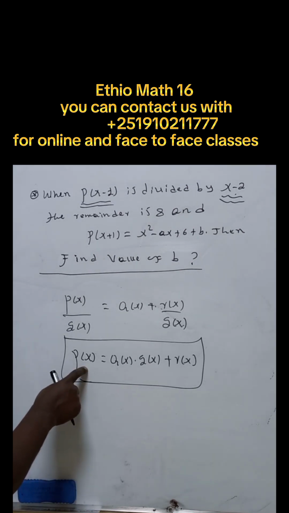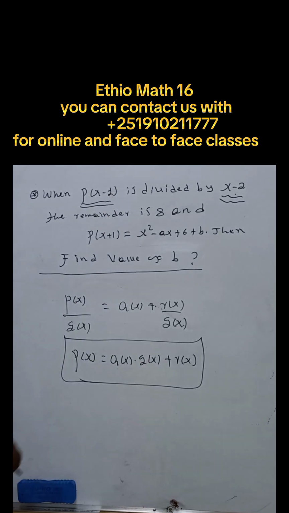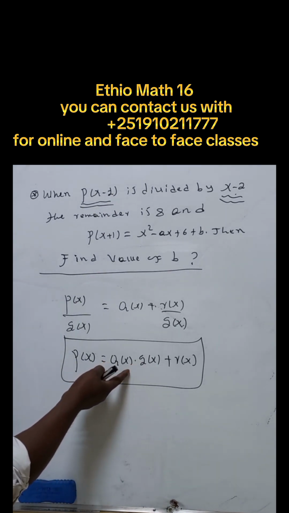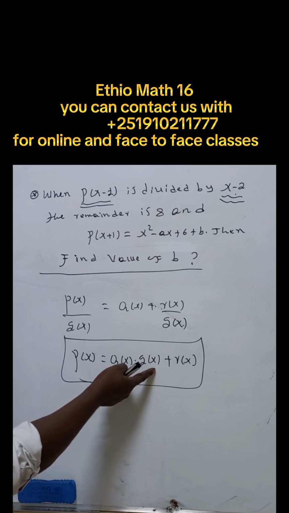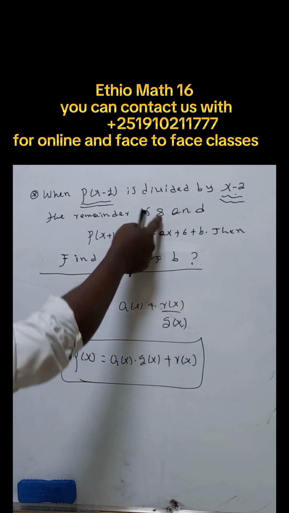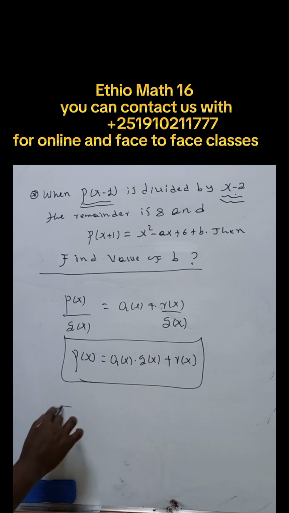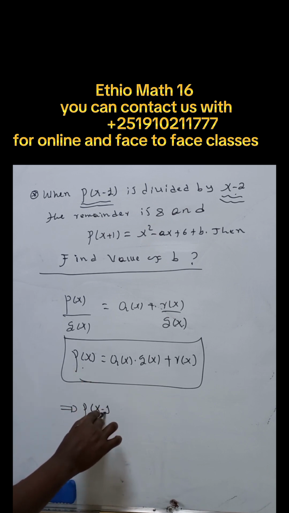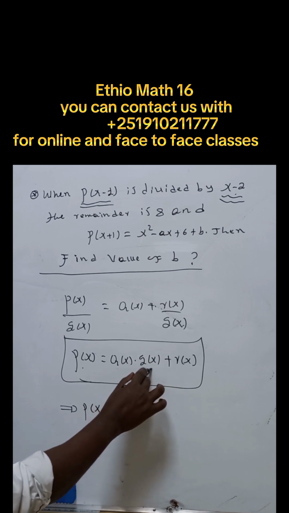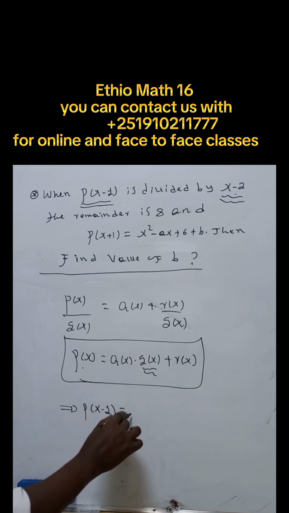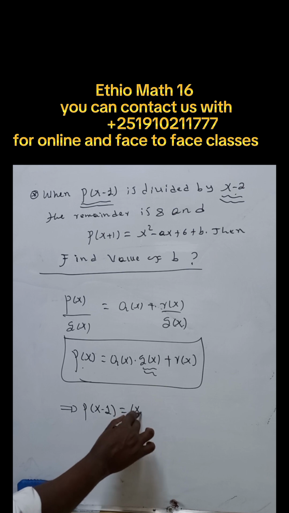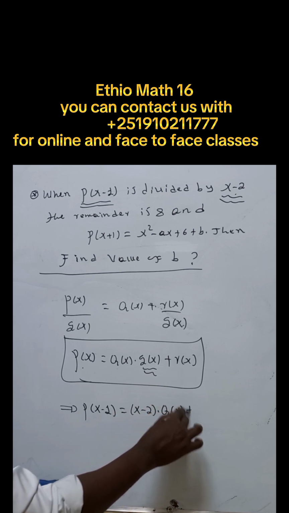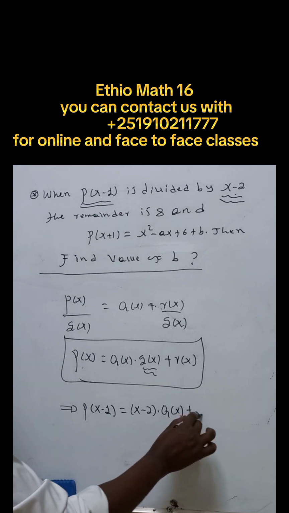So p of x here is what? p of x minus 1 you can consider as this one, and x minus 2 as the divisor, and the remainder is obviously 8. So p of x minus 1 is immediately given by, and you know g of x, the divisor, is x minus 2. So x minus 2 times q of x plus what? What's the remainder here? Which is absolutely 8.